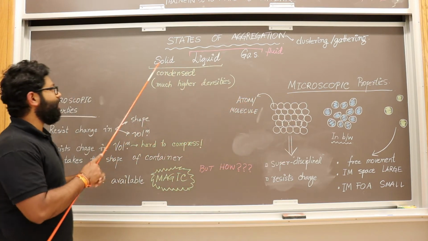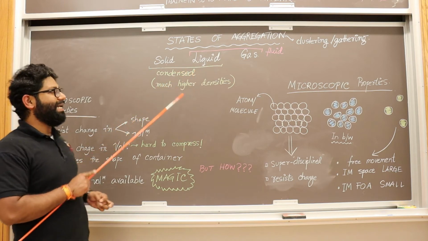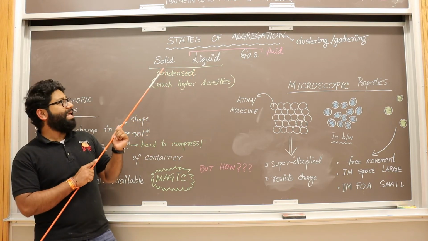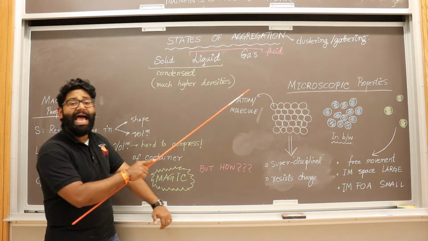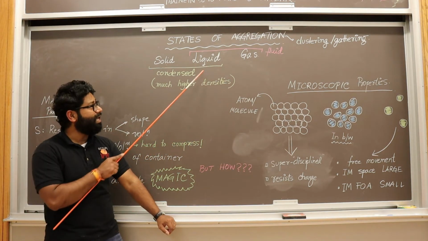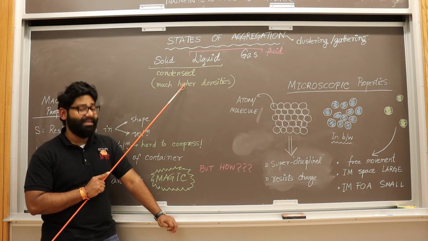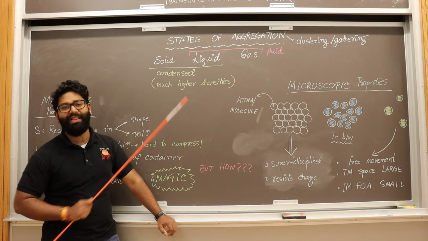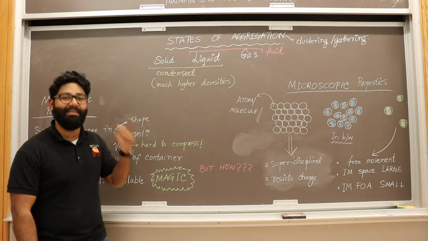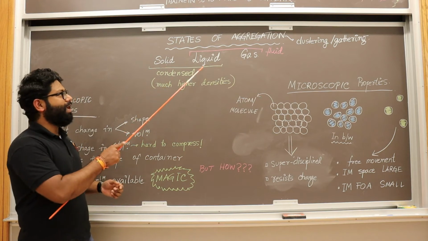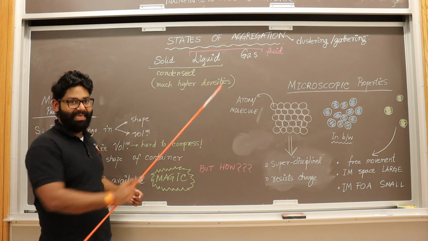Okay, so solid and liquid, they both together make the condensed phase, and they have much higher densities than the gaseous phase, and those are the properties that make them the condensed phase. Generally, solids will have slightly higher densities than the liquid, but both together have extremely high densities than the gas.